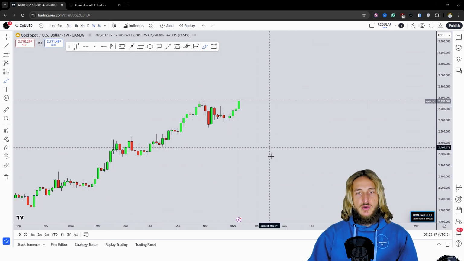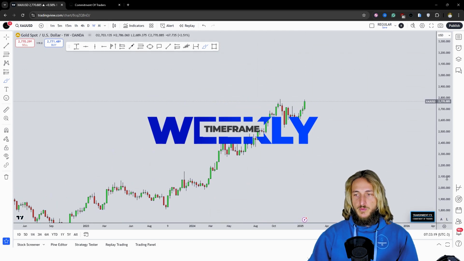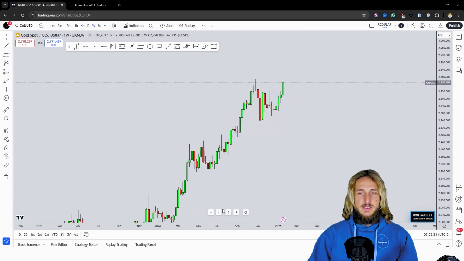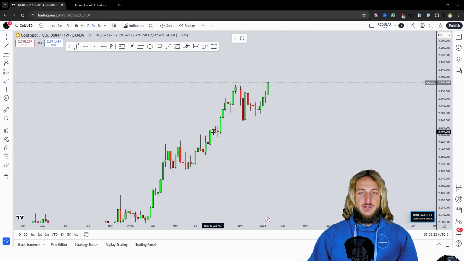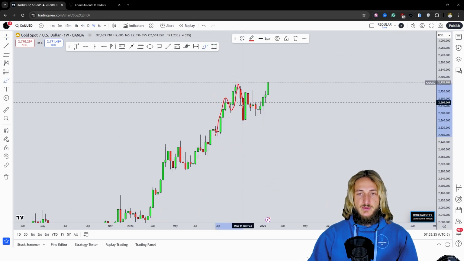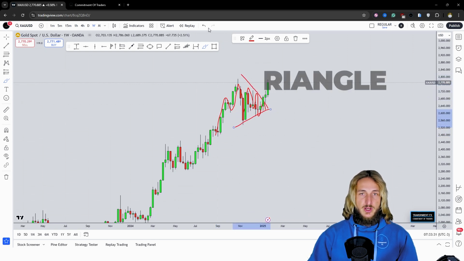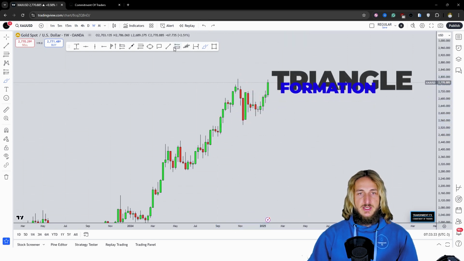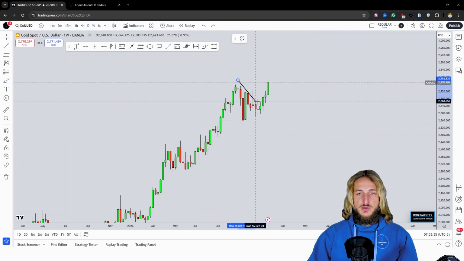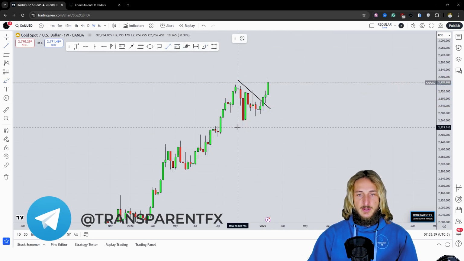Now, if we drop down to the weekly time frame, what do we see? Here in the weekly, we can see how after the creation of this strong impulse phase to the upside, the market entered this consolidation period in the form of this triangle formation. So we had a market which essentially at the same time was creating both lower highs and also higher lows.